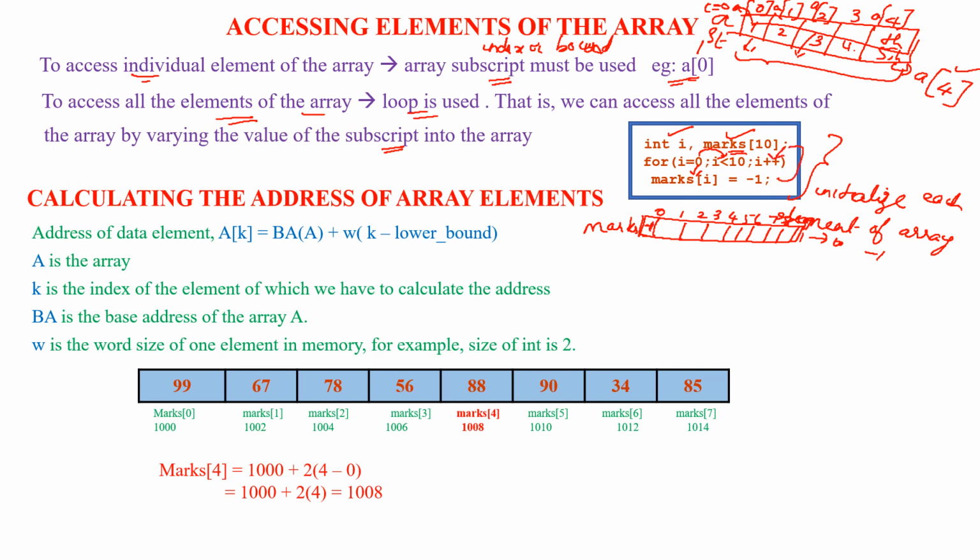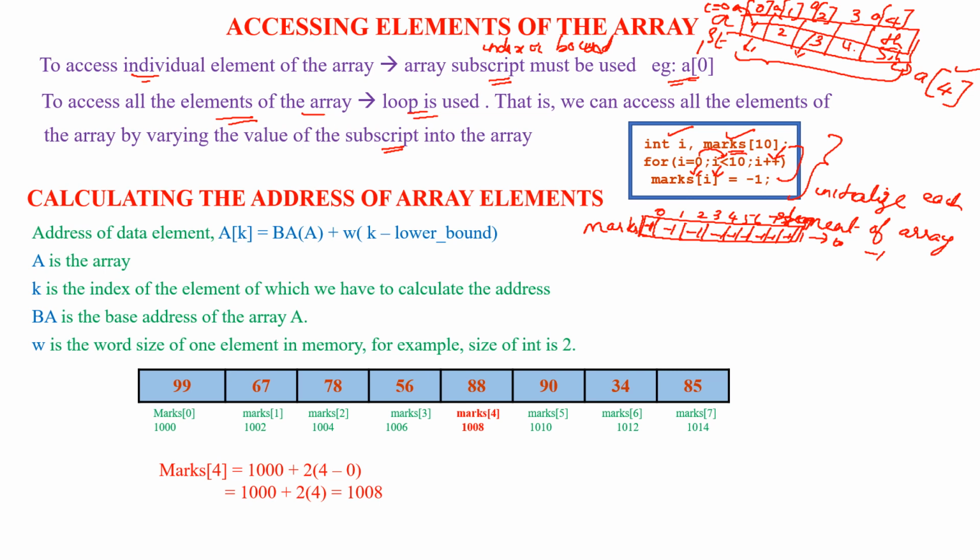Second iteration, i will be incremented. i will be equal to 1. It checks the condition. Yes, the condition is true. Now, marks of 1 will be equal to -1. So this continues until and unless what? Till the value of i is equal to 10. Once it becomes 10, 10 is less than 10.